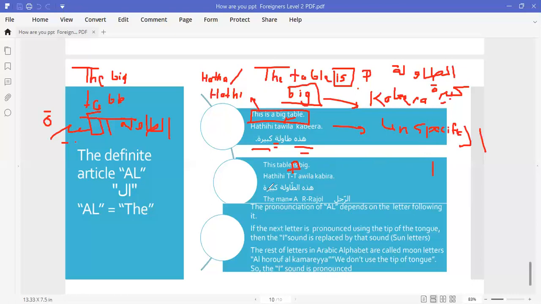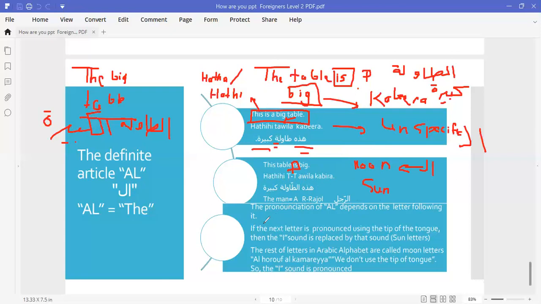Here we don't add al to the adjective. When it's a complete sentence, we don't add al to the adjective. So هذه الطاولة كبيرة. طيب, here we have al. I said to you after al in a noun, either comes a letter that is a moon letter or a sun letter. We have to memorize the moon letters and the sun letters. But how do we pronounce it, al-tawila or at-tawila? So the pronunciation of al depends on the following letter.